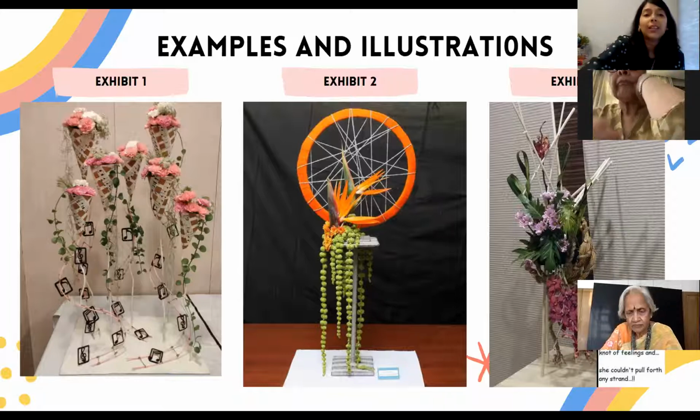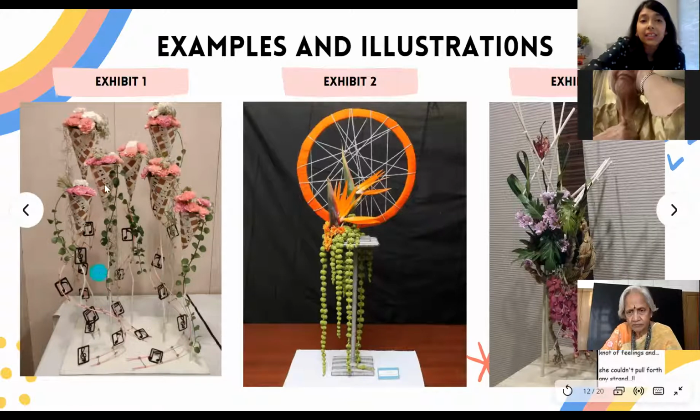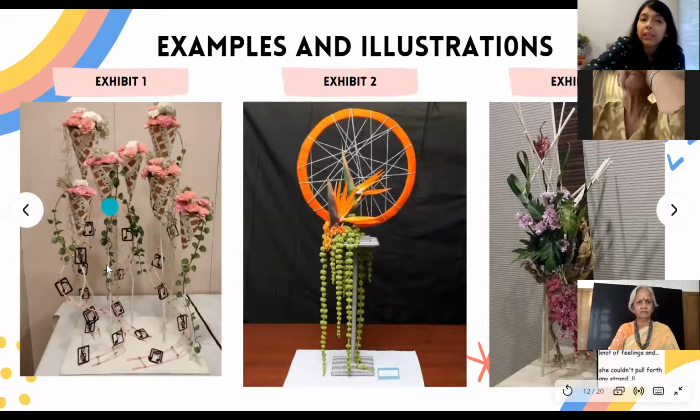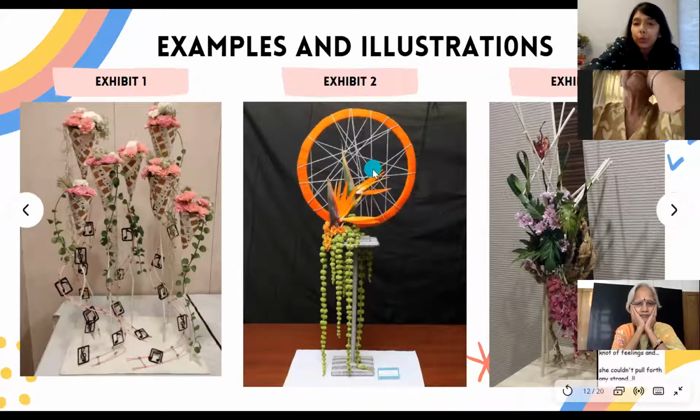So basically, you can see this negative space in between the cones. You can see the lines, you can see the form, the cones, you can see the texture, you can see the color that is depicting the story of vanilla and strawberry, the Summer Sunday. Moving on to exhibit 2.